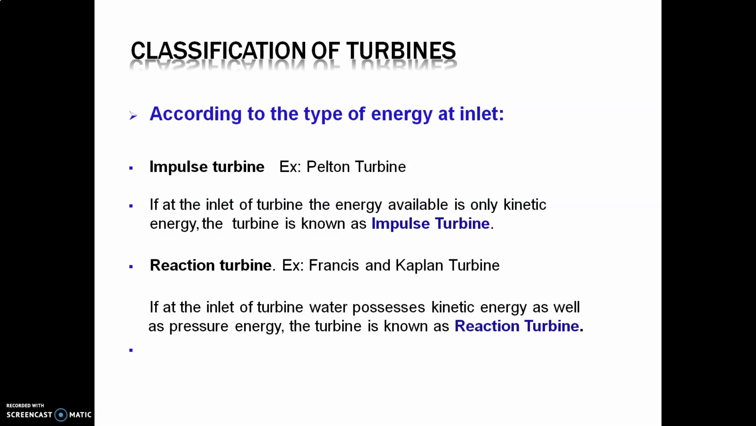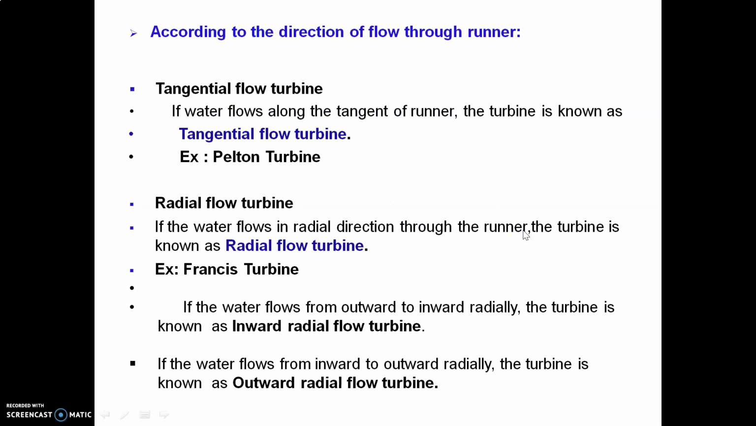So this is the classification according to the type of energy at inlet, whether it is kinetic energy alone or a combination of kinetic energy and pressure energy. The second classification is according to the direction of flow through runner. So we have tangential flow turbine. From the name itself you can understand, if the water flows along the tangent of a runner, the turbine is known as tangential flow turbine. Example is a Pelton wheel.